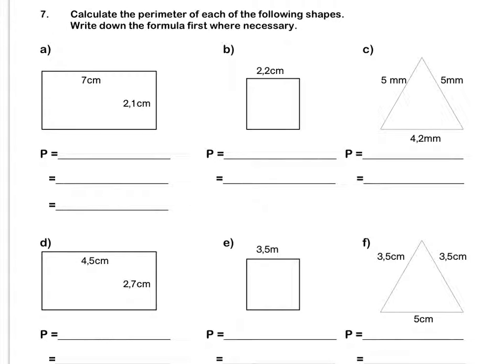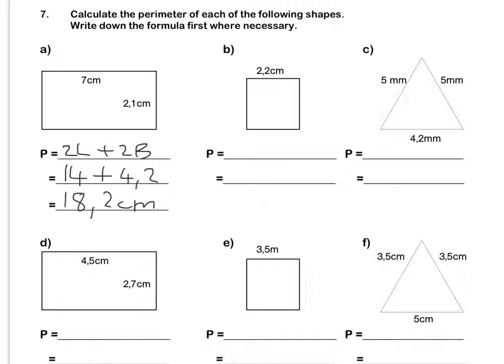Question 7. Calculate the perimeter of each of the following shapes. Write down the formula first where necessary. Let's do A together. It's a rectangle. The perimeter is 2 lengths plus 2 breadths. 2 times 7 is 14, plus 2 times 2,1 is going to be 4,2. So the final answer is 18,2 centimeters.